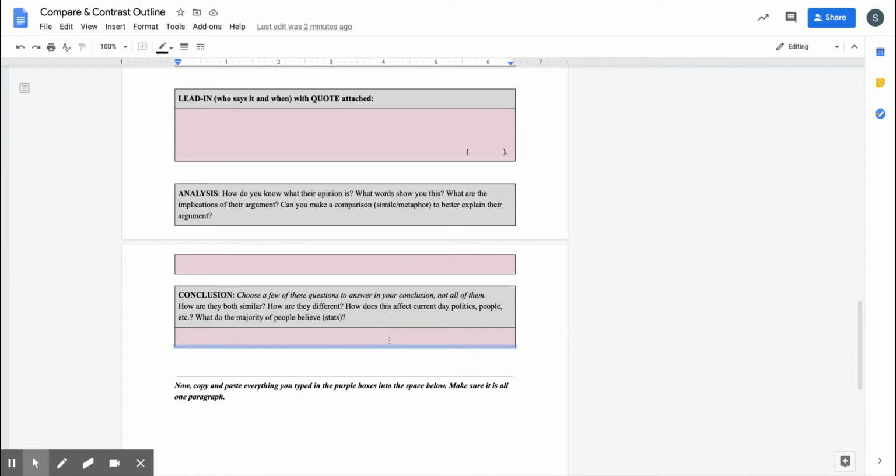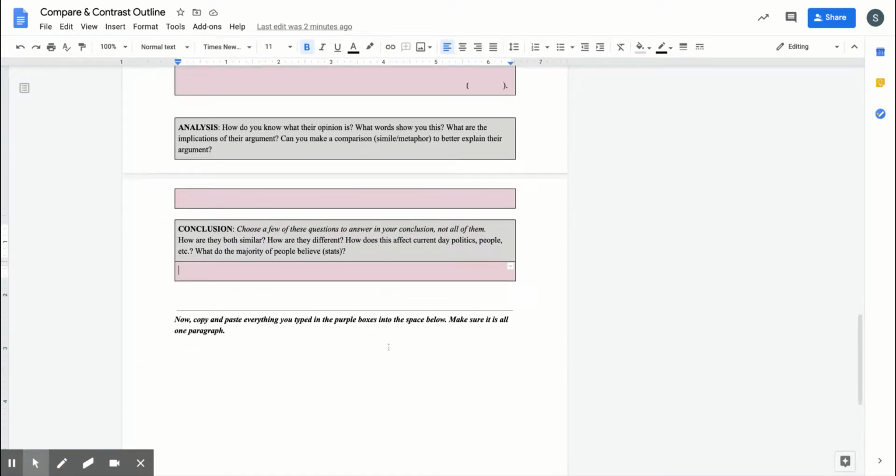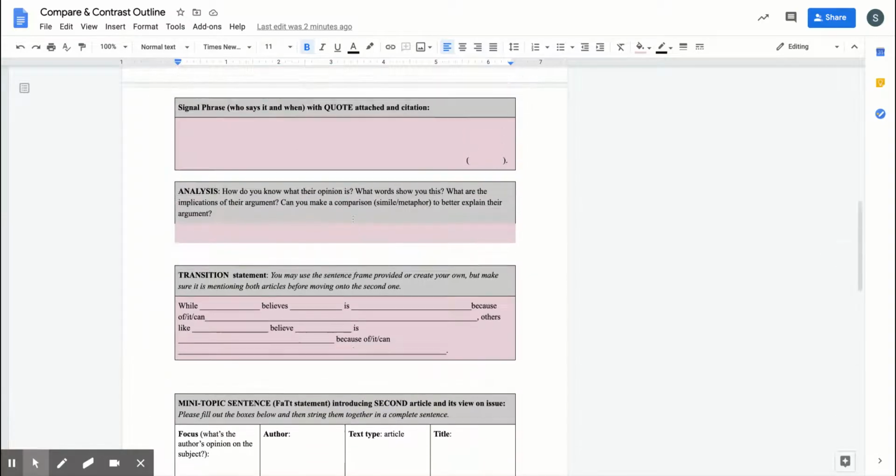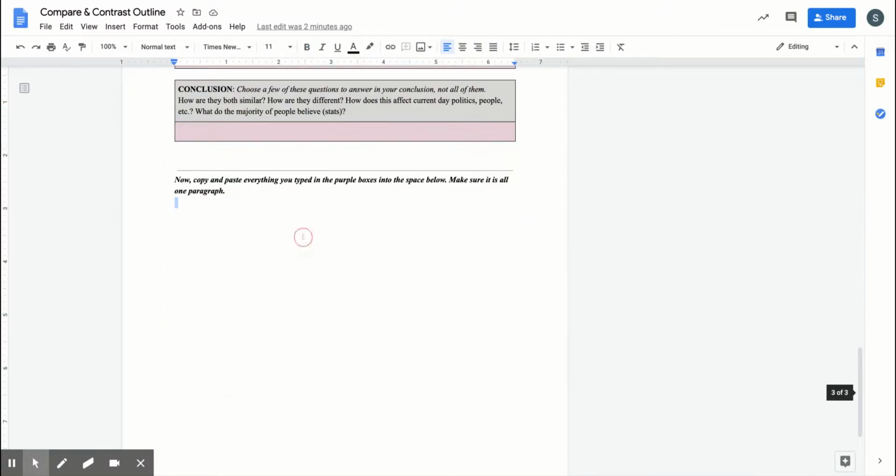When you're done, you will have an entire body paragraph written. So all you need to do is copy and paste what you've written in pink and put it in order down here, and voila, you will be done.